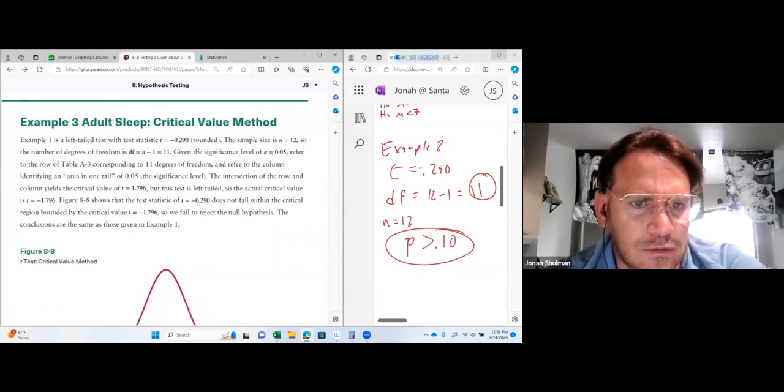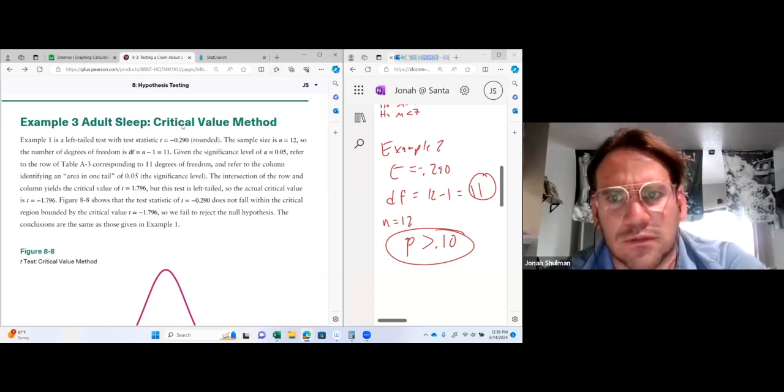Sample one is a left-tailed test with a t statistic, and the sample size is 12, which makes the degrees of freedom 11. The significance level is 0.05. Refer to the row of table A3, 11 degrees of freedom, area in one tail. The intersection of the row and the column yields 1.796.